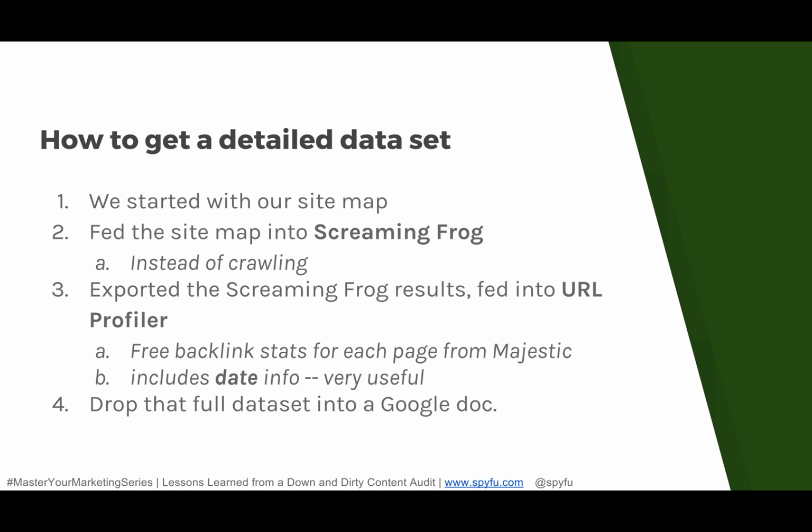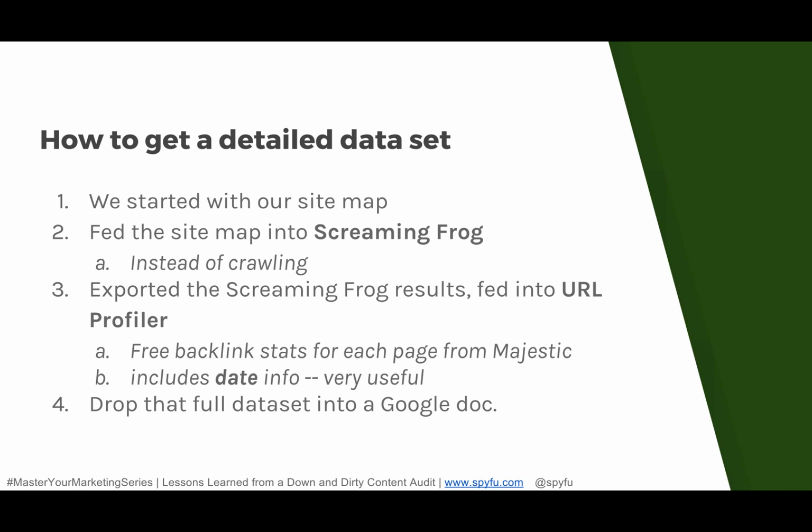So then we use URL Profiler, and by the way, we'll have a list of these tools that we used at the end. Cedra added that in. We take the Screaming Frog results and feed them into URL Profiler, which does quite a few things. It adds quite a few pieces of data, but some of the more important ones are that you can get free backlink stats for each page from Majestic. It pulls those in via their API. You can actually use quite a few different tools, since it integrates with a bunch of different APIs. That's kind of its thing. But the Majestic backlinks are free.